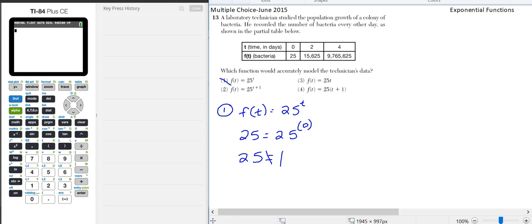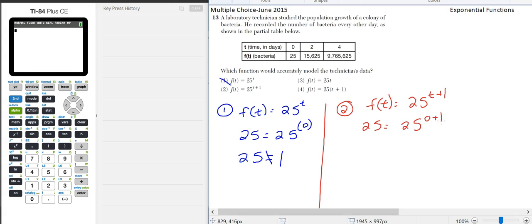Let's look at choice 2. F of t is equal to 25 to the t plus 1. So we're going to plug in the first point, 0, 25. So for f of t, we have 25 is equal to 25 to the 0 plus 1. And 0 plus 1 is 1. So 25 is equal to 25 to the 1, or 25. So that makes sense. Let's plug in the next point.